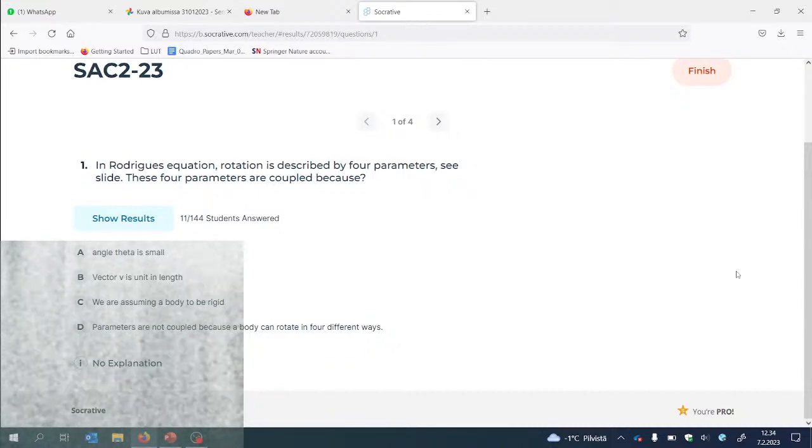Okay, then there's one more option which comes after the assumption that the body is rigid, and it says that the parameters are not coupled because a body can rotate in four different ways. Okay, which one is correct?